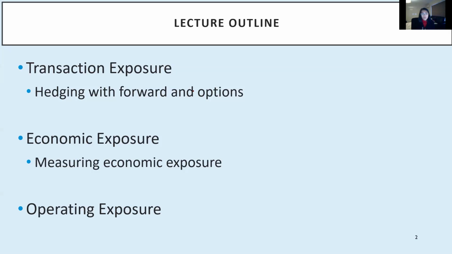Okay. So with the outline of this topic, we are going to talk about three types of exposures. We are going to talk about transaction exposure. And when I say exposure here, we are talking about exchange rate risk, okay? So we're talking about the unexpected movements in exchange rates that might hurt your position, okay?